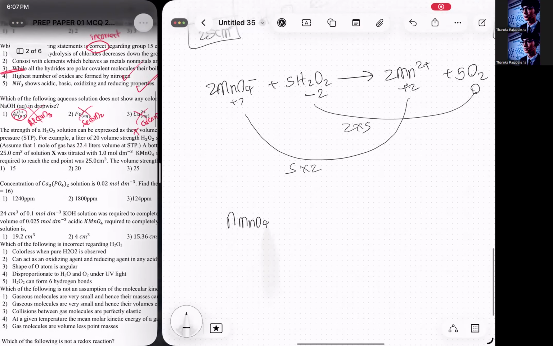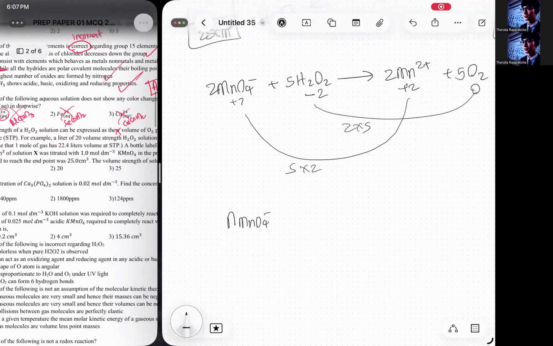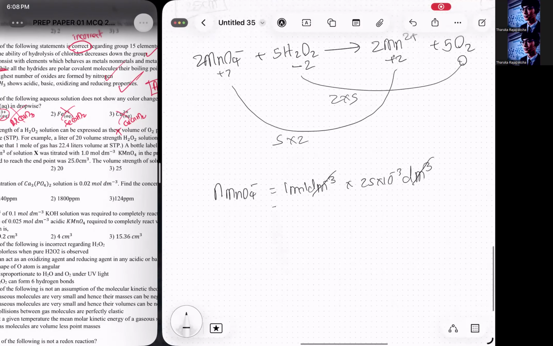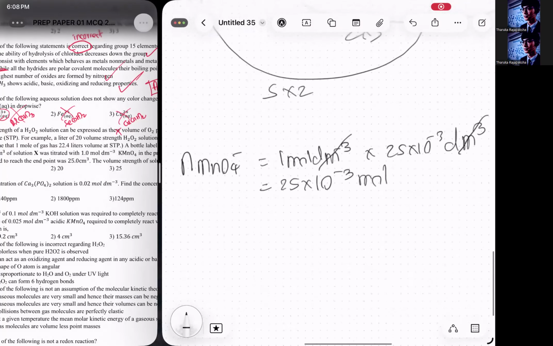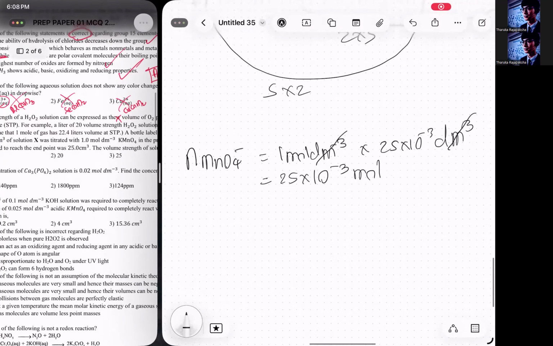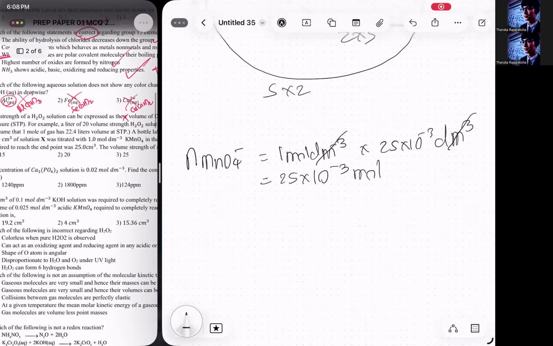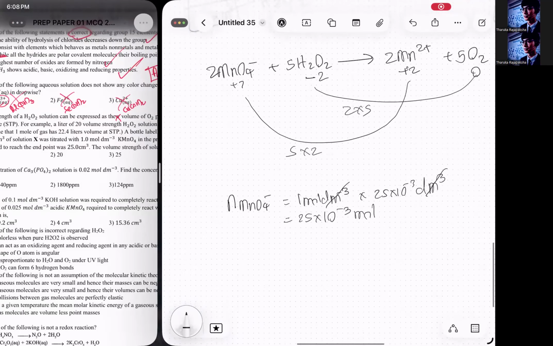Now, people, the number of moles of MnO4 minus reacted will be how much? 1 mole per cubic decimeter multiplied by 25 times 10 to the power minus 3 cubic decimeter. That's going to be 25 times 10 to the power minus 3 moles. Right. From this table, you can calculate the number of moles of H2O2 in the solution.